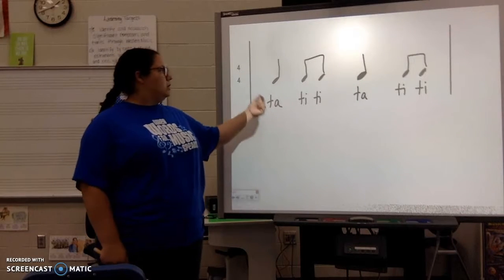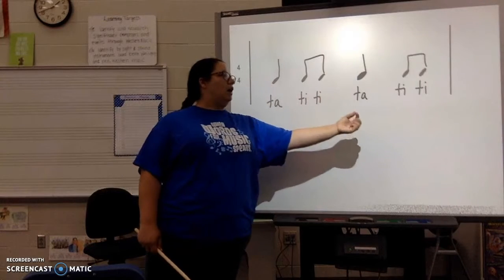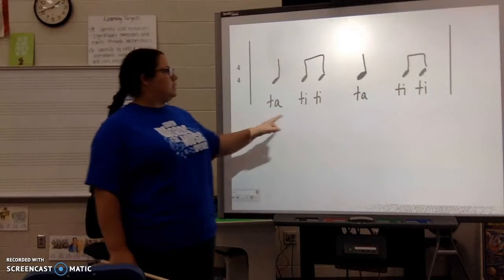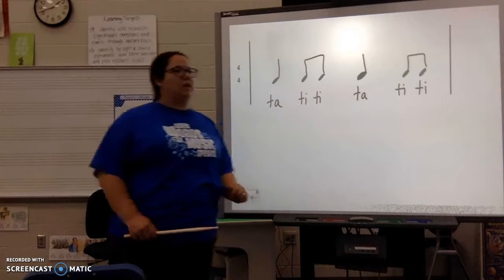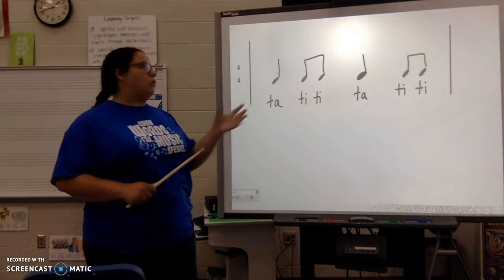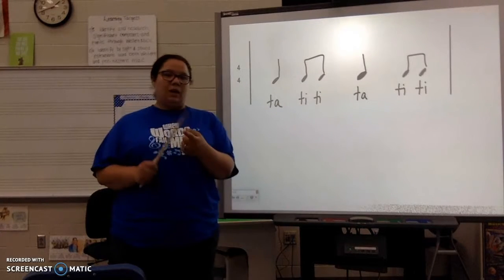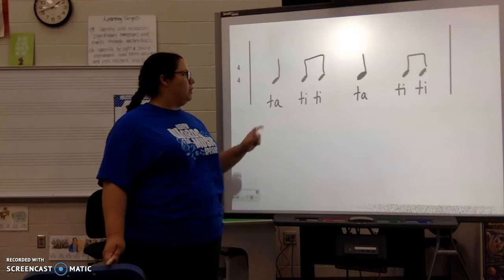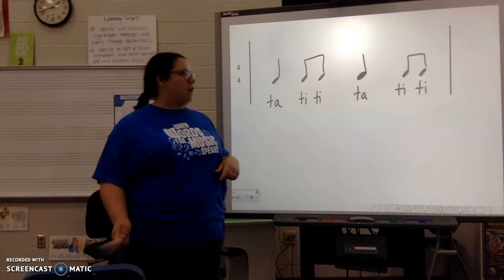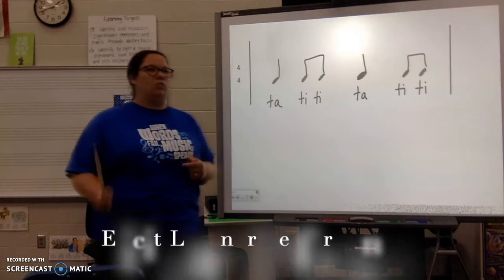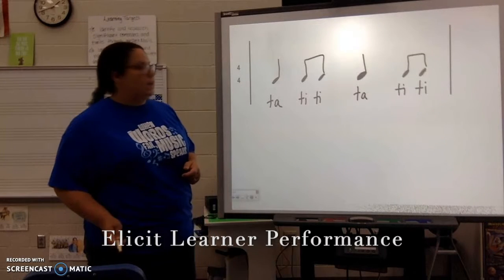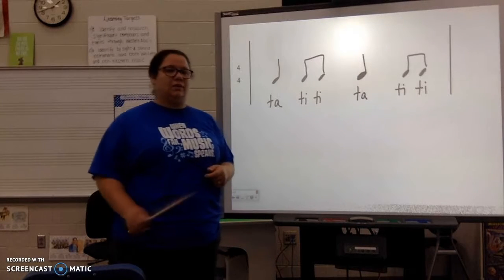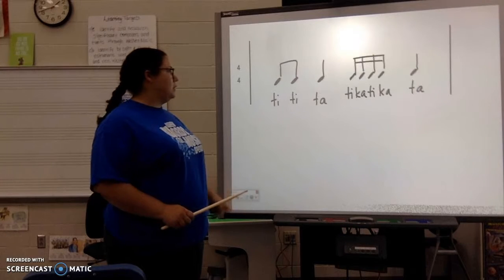Ready, go. Ta, ti, ti, ta, ti, ti. Your turn. Ready, go. Ta, ti, ti, ta, ti, ti. Very good. Let's add a drumstick in, and we're going to say it, and we're going to play what our mouth says together. Okay, me first. Ready, go. Ta, ti, ti, ta, ti, ti. All right, your turn. 1, 2, ready, go. Ta, ti, ti, ta, ti, ti. Very good. Let's try another one.